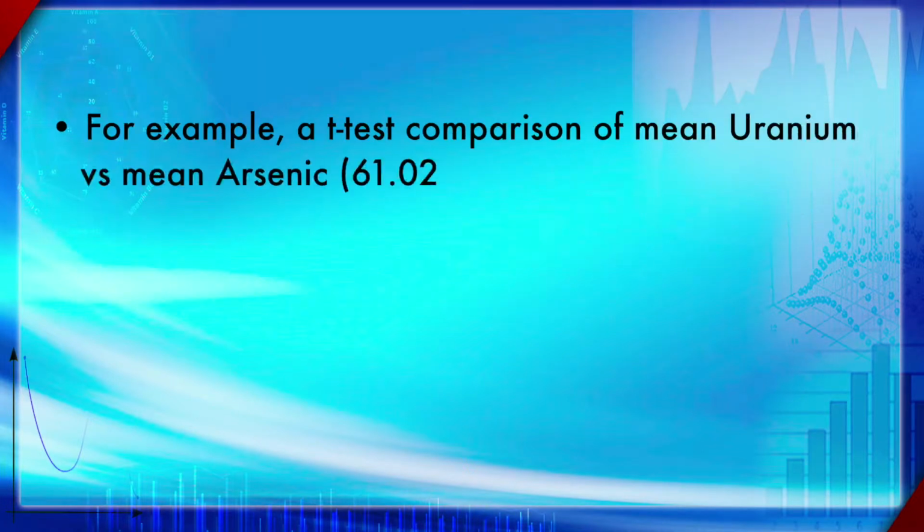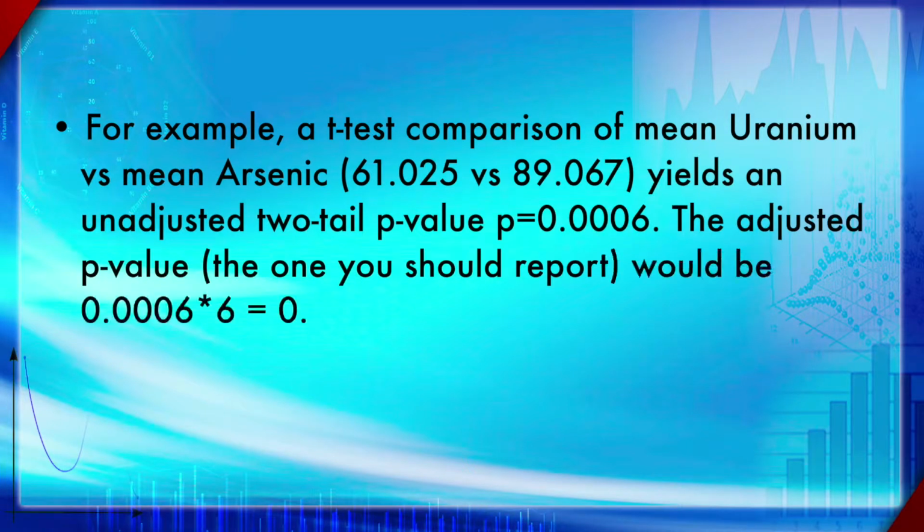For example, a t-test comparison of the mean of uranium, 61.025, versus the mean of arsenic, 89.067, yields an unadjusted two-tailed p-value of 0.0006. Now this is unadjusted. To adjust it with Bonferroni, all you have to do is multiply this p-value by the total number of t-tests or comparisons that we are doing, that is 6. If you multiply it by 6, the adjusted p-value is 0.0036.